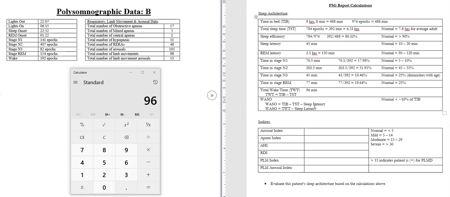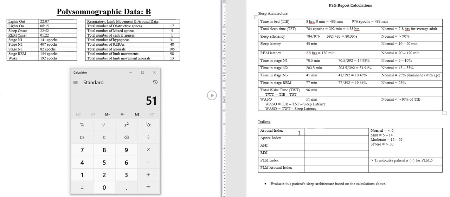So for our WASO, there's the full formula right there, which is time in bed minus total sleep time minus sleep latency, because it's wake after sleep onset. We already did this component of the equation, so you can just even further go down to just do total wake time minus your sleep latency. So it'll be 96 minus 45. So 51 minutes for our WASO.